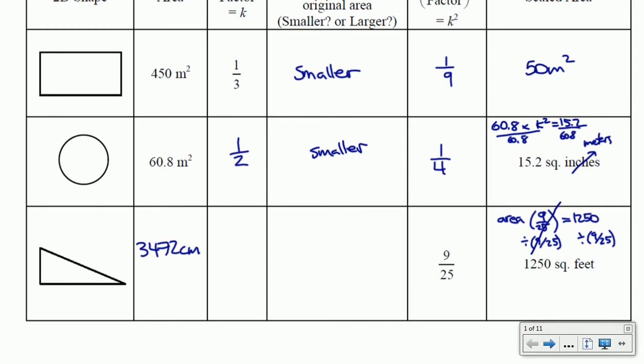So 9/25 divided by itself is just 1, and 1250 times 25/9 gives us 3,472 centimeters squared. We can determine the scale factor k by square rooting this number. The square root of the numerator is 3, and the square root of the denominator is 5. Given that the scale factor is between 0 and 1, it amounts to a reduction, so the scaled area should be smaller, which we can also see if we compare the original area to the scaled area.